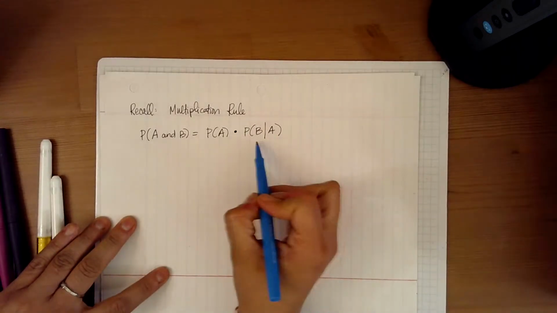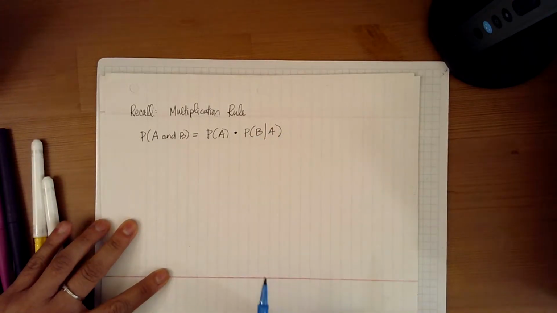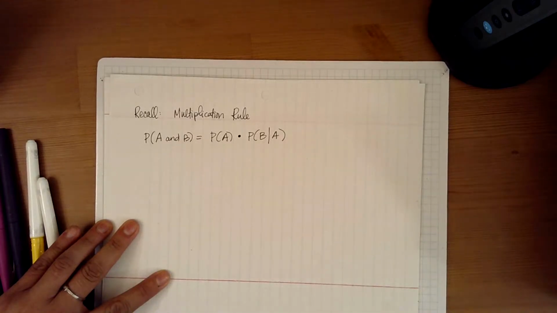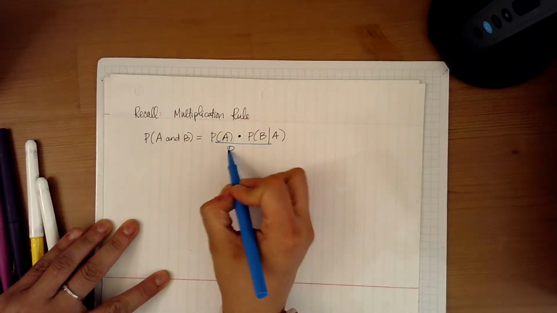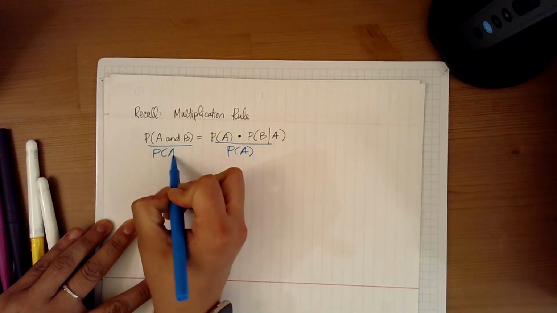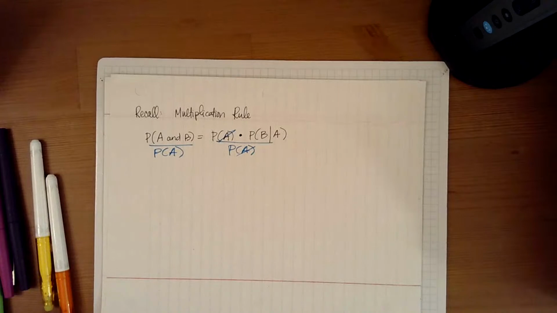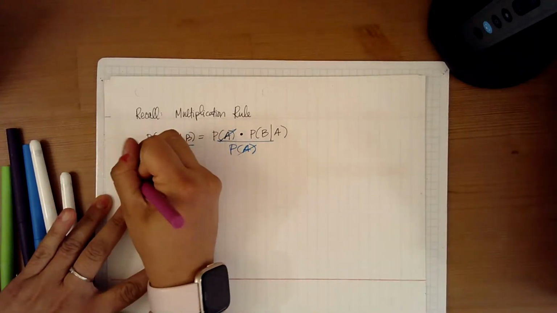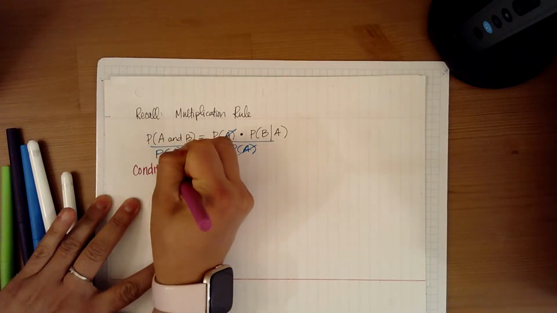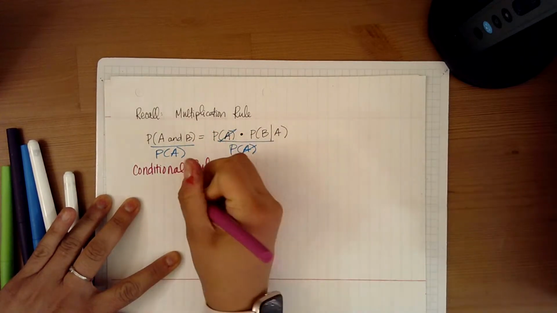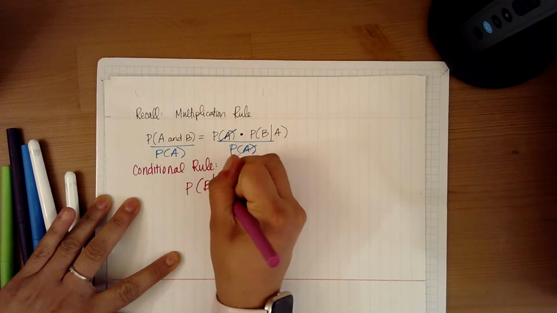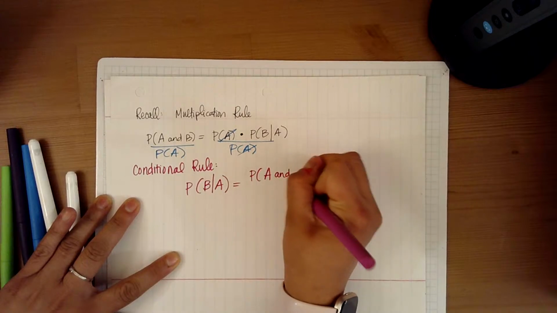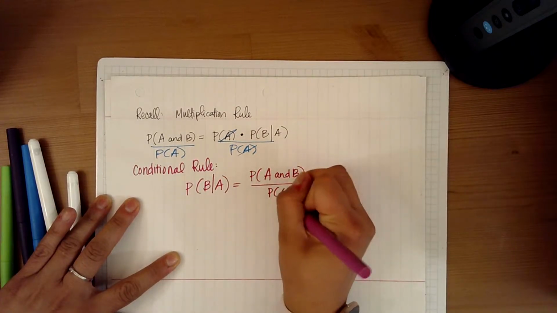If I want to solve for this, I want to isolate this. Right here between these two, it's a product. So in order to undo that, I must do the inverse operator, which is division. So I'm going to divide both sides by the probability of A. Now I recognize that the conditional rule indicates that the probability of event B given event A is equivalent to the probability of event A and B divided by the probability of event A.